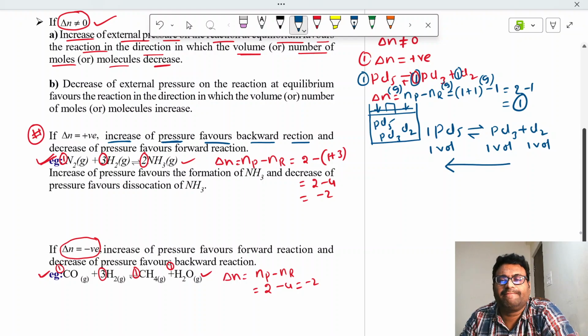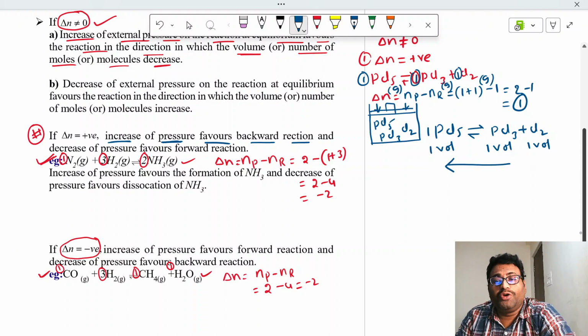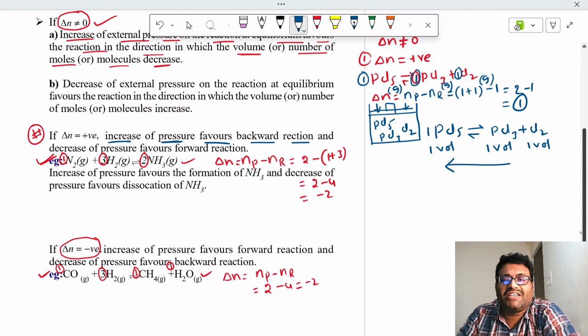To remember, if you increase the pressure, for a reaction where delta N is positive, net backward reaction occurs. Net backward reaction occurring means equilibrium shifts to the left side.